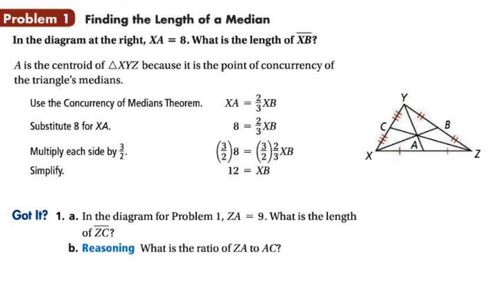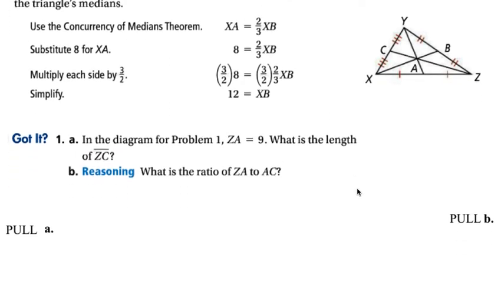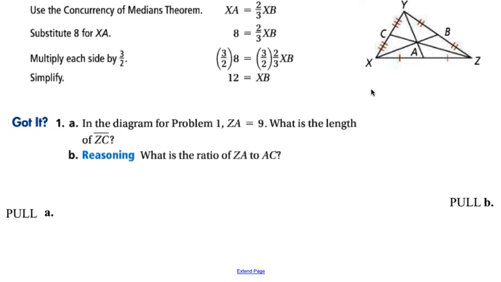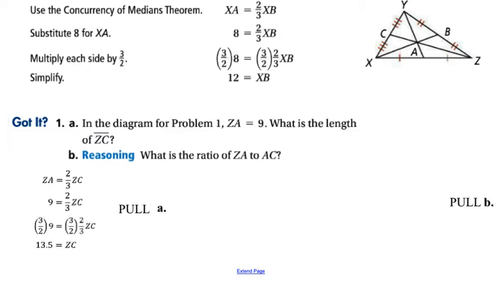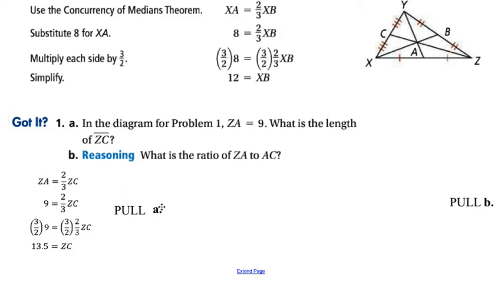All right, I hope you had a chance to take a look at that. Let's take a look at what we need to do here to find out what the length of ZC is. I went ahead and had this written up ahead of time, so hopefully you can follow through with or understand what's going on here. So ZA right here is equal to 2/3 of ZC. That's our first equation you need to set up. Substitute 9 for ZA, multiply by the reciprocal to get ZC by itself, and we end up with the total segment, or the total median, being 13.5 units long.